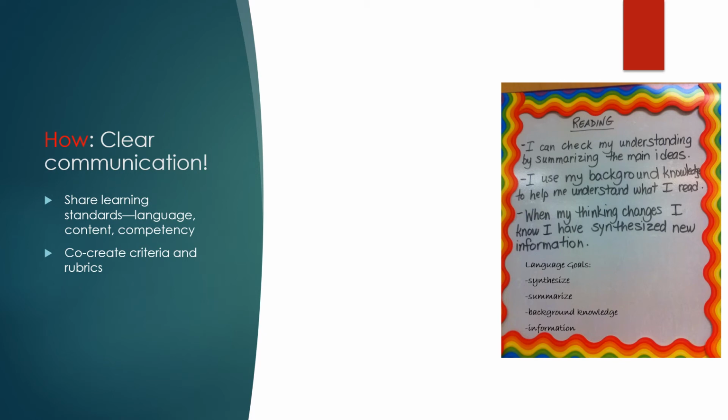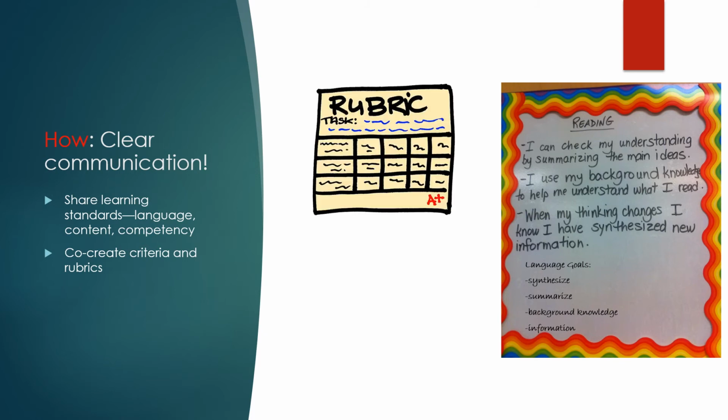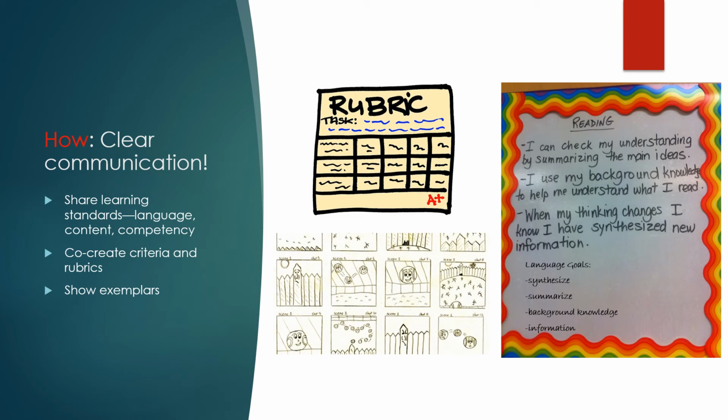We can also co-create criteria and rubrics with our students. In this way, they know exactly what it is we're looking for or exactly what it is that the learning standard means. And finally, for all our learners, but especially our English language learners, it is important to show exemplars if you have them. That way a student can see visually what is expected of them in the assignment.